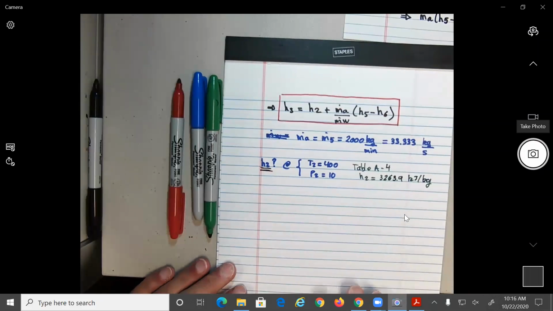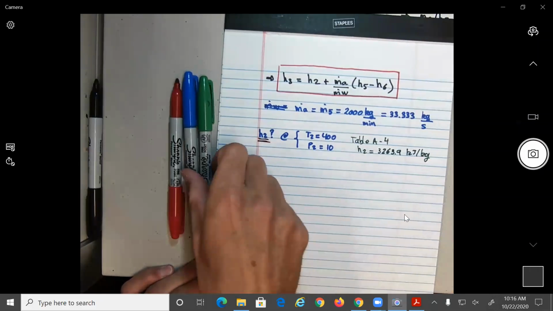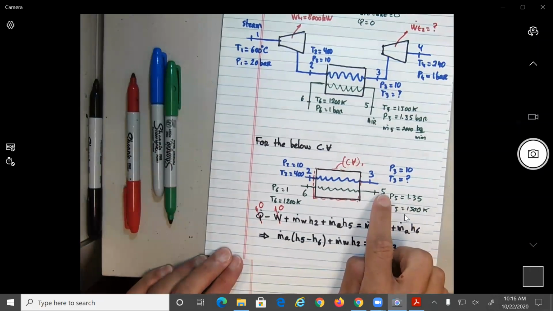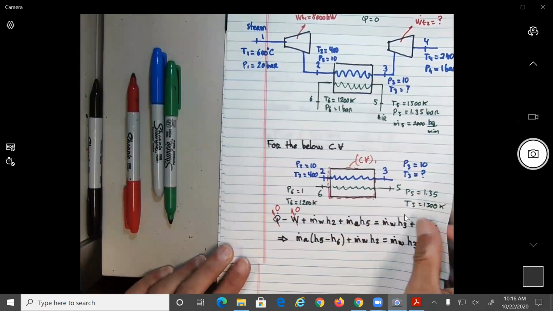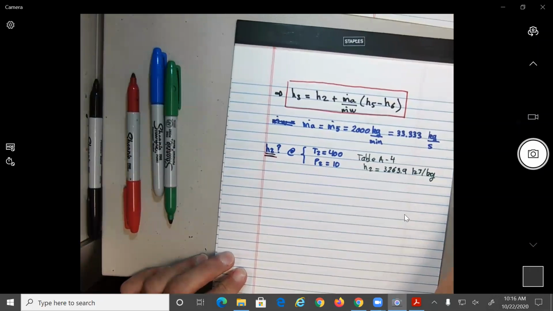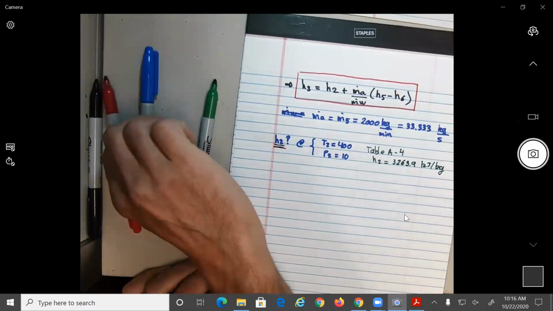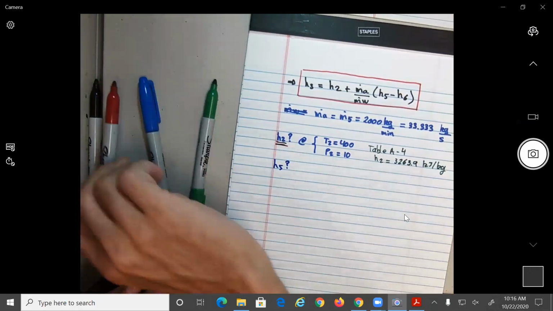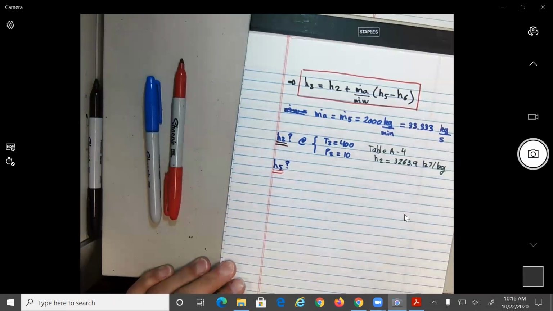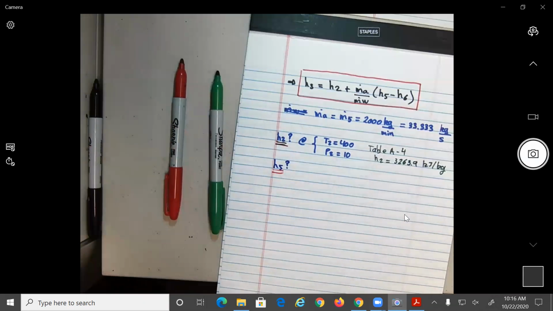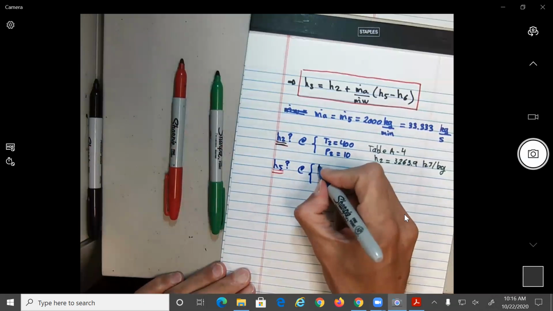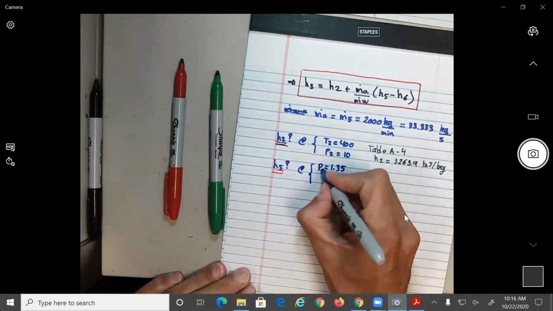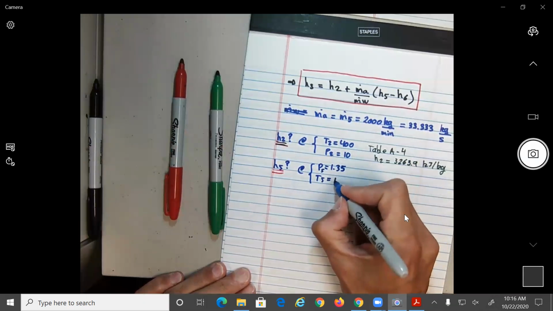Now, obviously we cannot find H3 because this is what we're trying to find. But we can do the same thing for positions 5 and 6, no? All right, so let's see at 5. Hopefully they have the tables and we don't have to do the assumption of the ideal gas. So H5, we know two things. We know at P equal 1.35 and T equals 1500.